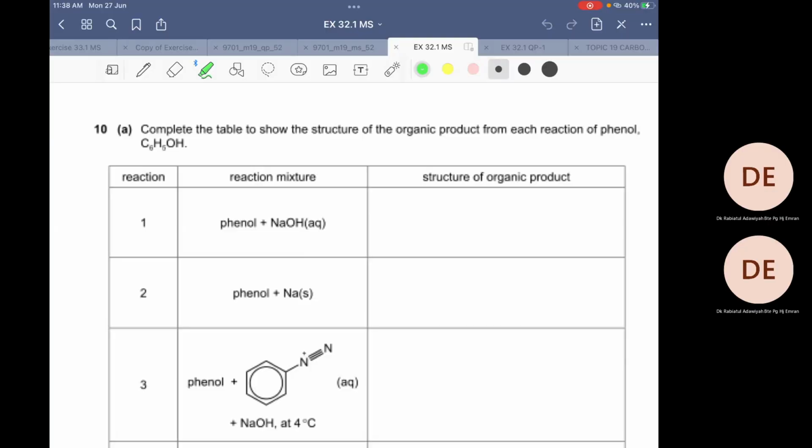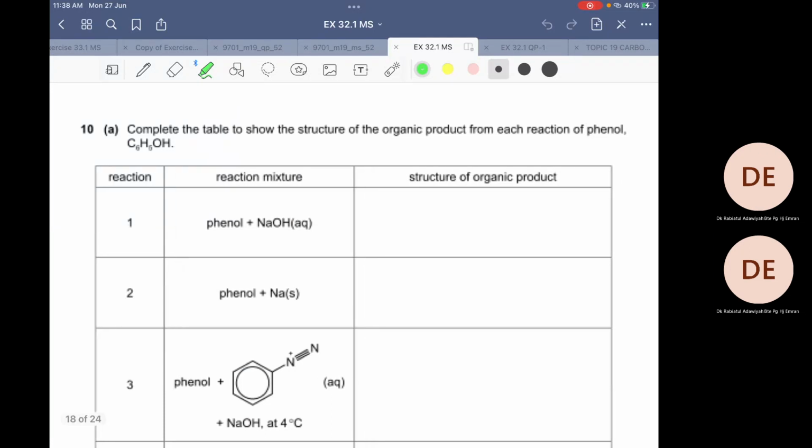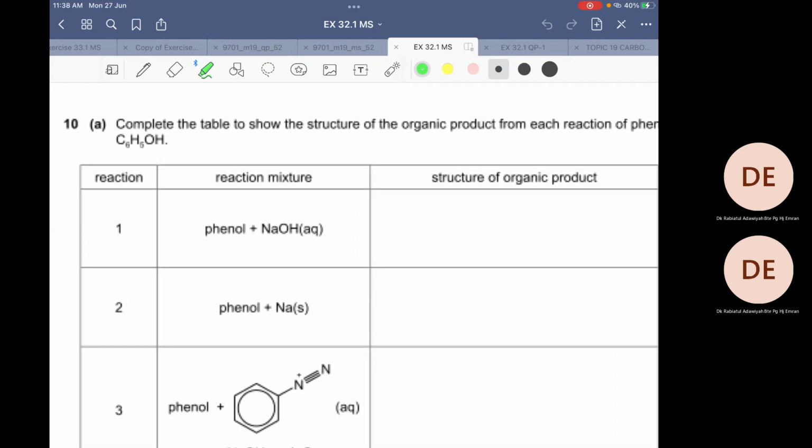2.1, question 9. Complete the table to show the structure of the organic product from each reaction of phenol.